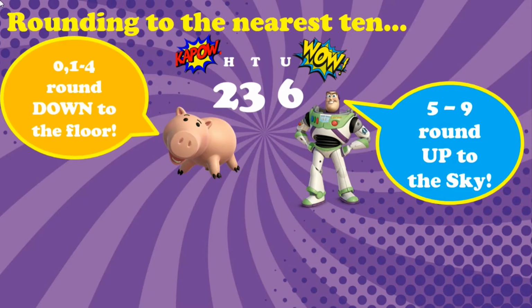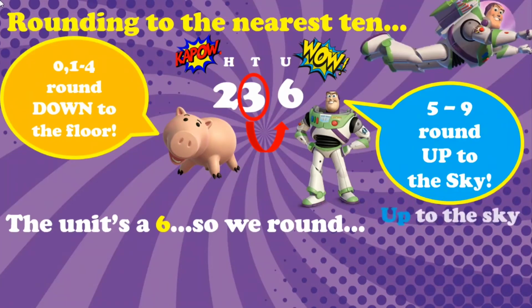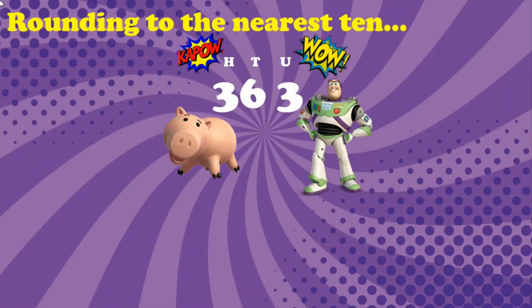Right, so rounding to the nearest 10 means we circle the tens, which is the 3, the 30. But we look at the number before. So the unit is a 6. So do we round down to the floor or up to the sky? You should have said round up to the sky. So what is the next 10 after 30? So the answer should be 240. Kapow wow.